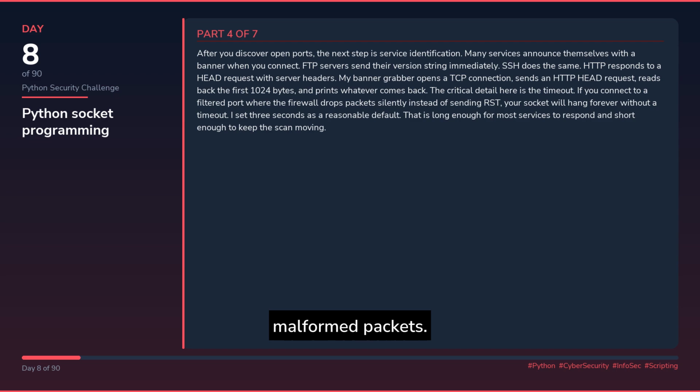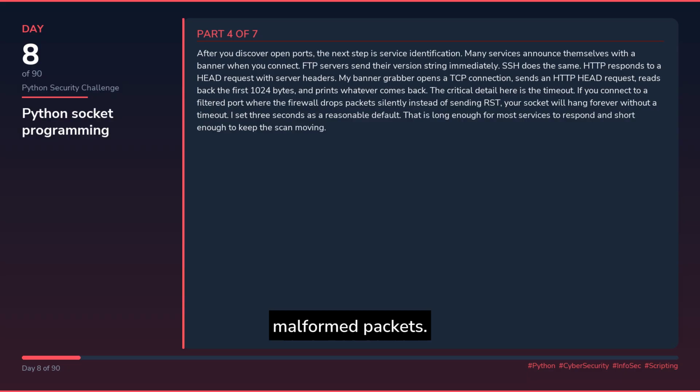After you discover open ports, the next step is service identification. Many services announce themselves with a banner when you connect. FTP servers send their version string immediately. SSH does the same. HTTP responds to a HEAD request with server headers. My banner grabber opens a TCP connection, sends an HTTP HEAD request, reads back the first 1024 bytes, and prints whatever comes back. The critical detail here is the timeout.